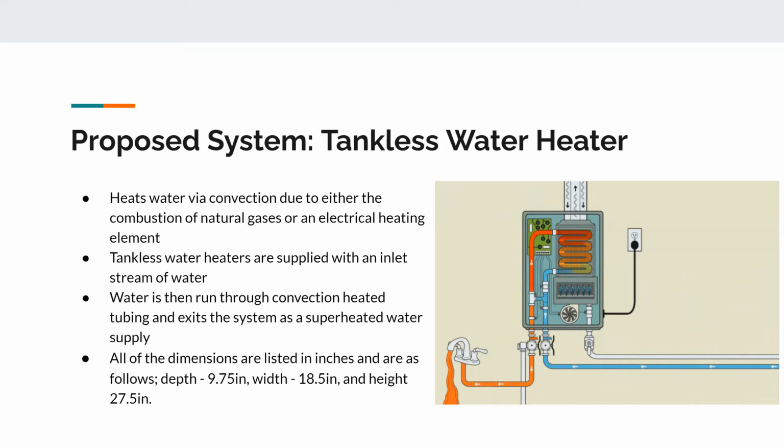This heats water via convection due to either the combustion of natural gases or an electrical heating element. Tankless water heaters are supplied with an inlet stream of water, and water is then run through a convection heated tubing and exits the system as superheated water supply. Inside of the system is also our heating element, conductive tubing, convection fan, and our fuel supply line. The dimensions listed are what's commonly used in most residential buildings.